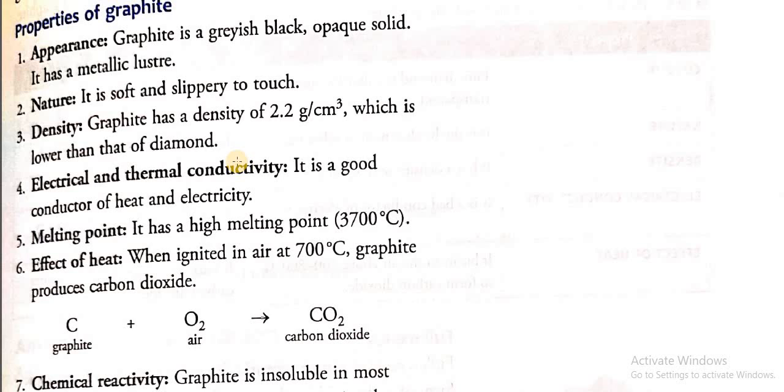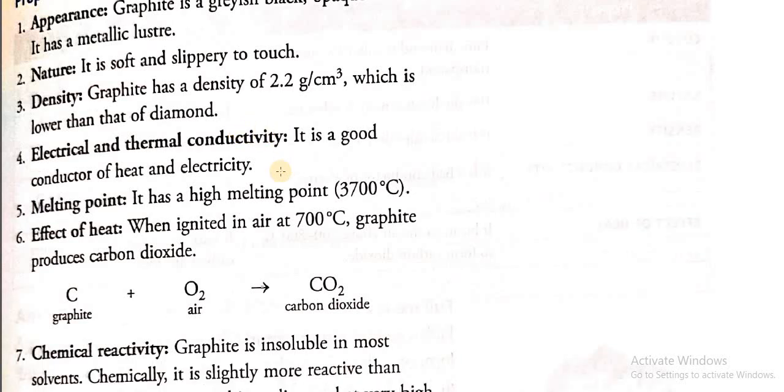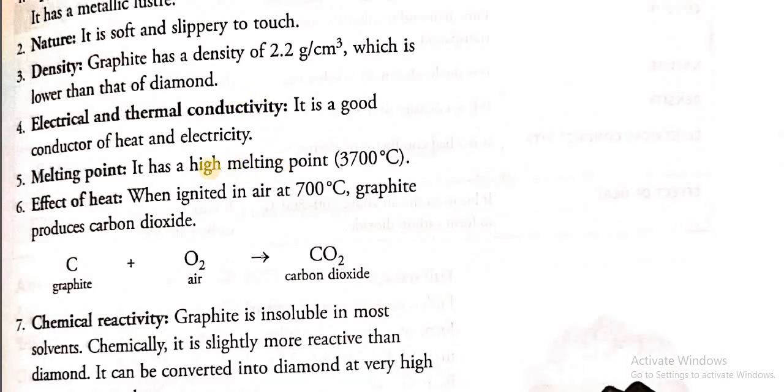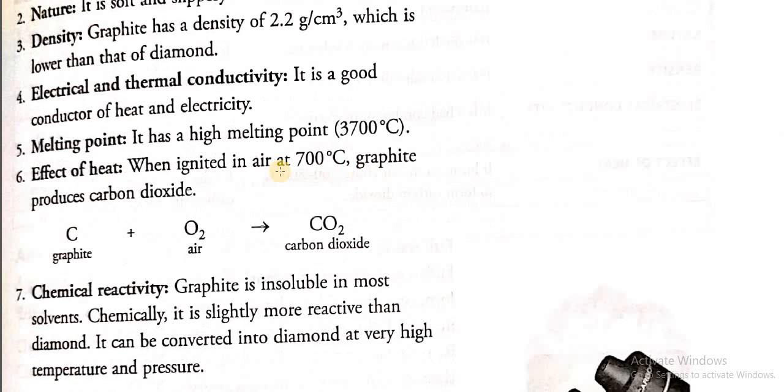Number 4 is electrical and thermal conductivity. We know that diamond is a bad conductor of heat and electricity, but over here graphite is a good conductor of heat and electricity. Melting point, it has a very high melting point, that is 3700 degrees Celsius. What will happen on the application of heat to graphite? When ignited in air at 700 degrees Celsius, graphite produces carbon dioxide. That means carbon reacts with oxygen to form carbon dioxide.